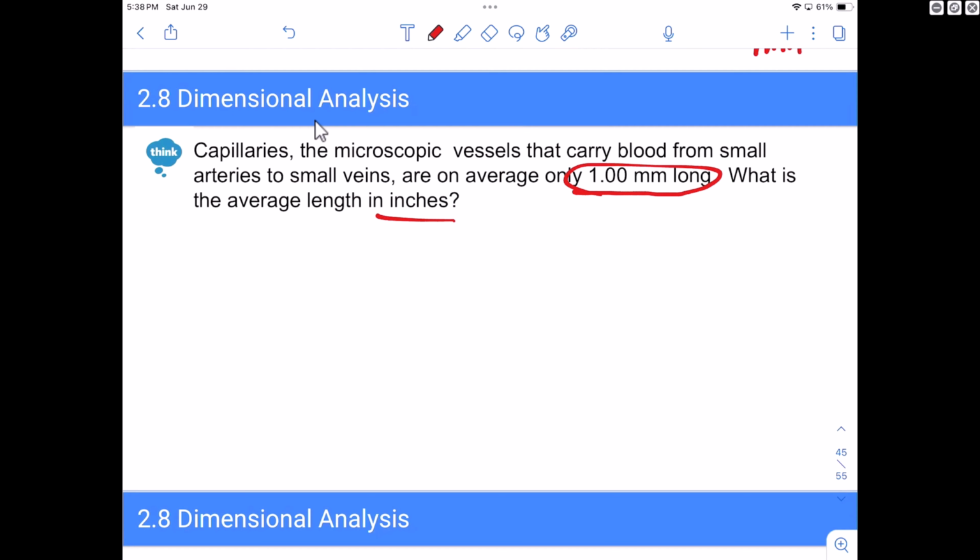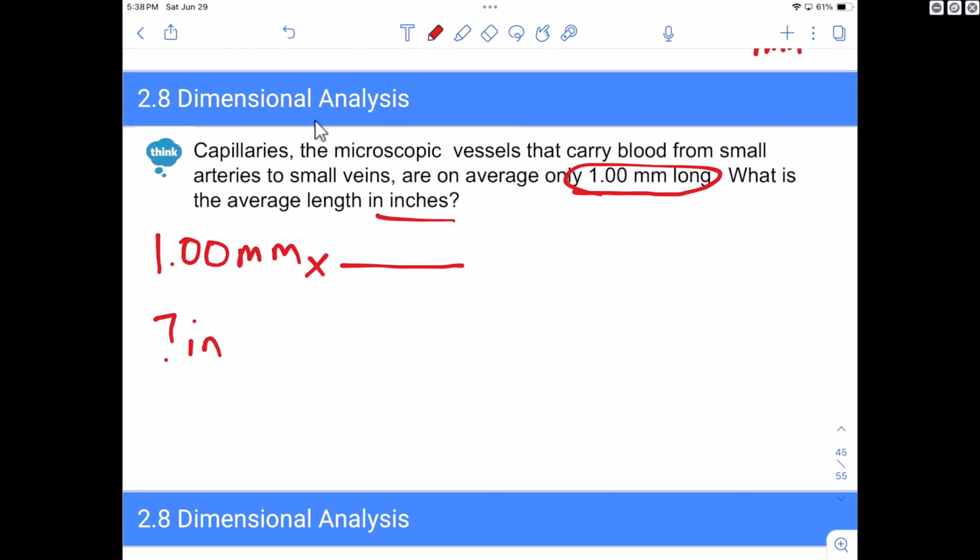So once again, there are multiple ways to go through and solve this problem. I don't have a conversion factor sheet in front of me at the moment, but I do know of one way I can go through and do this. Again, start with what's known here: 1.00 millimeters. Our unknown is in inches. That's what we're trying to get this converted to.